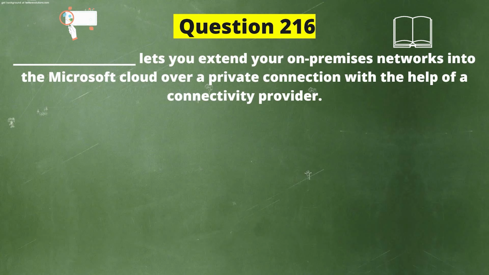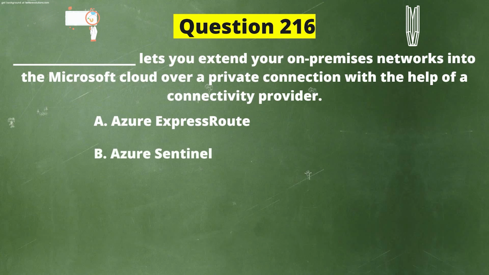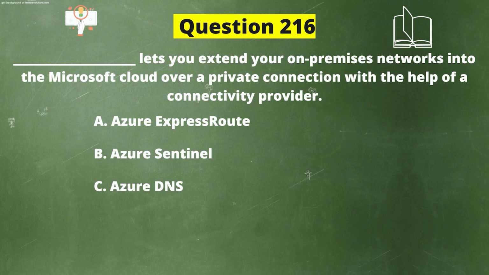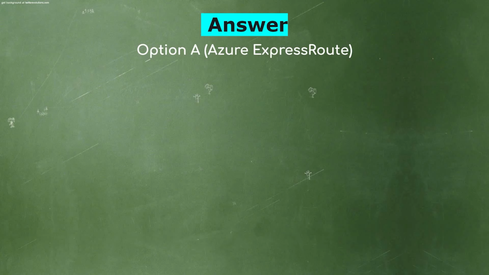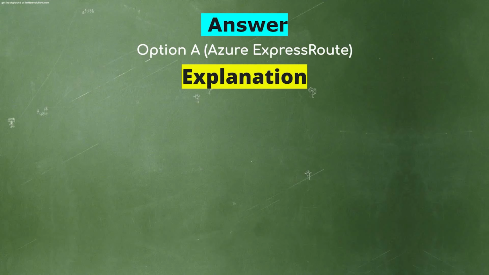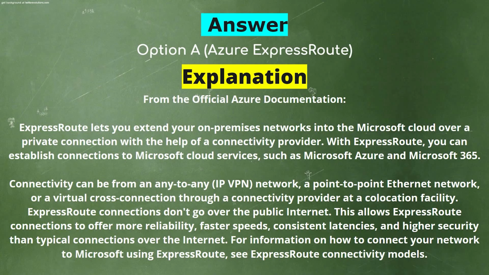Next question. Azure ExpressRoute lets you extend your on-premises networks into the Microsoft Cloud over a private connection with the help of a connectivity provider. And the options are A. Azure ExpressRoute, B. Azure Sentinel, C. Azure DNS, D. Azure Firewall, E. Azure Virtual Network. And the correct answer is option A. Azure ExpressRoute. Explanation. ExpressRoute lets you extend your on-premises networks into the Microsoft Cloud over a private connection with the help of a connectivity provider.